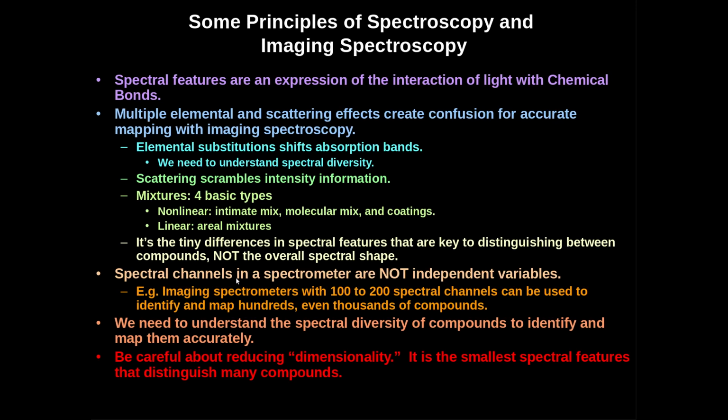Another point is spectral channels in a spectrometer are not independent variables. An imaging spectrometer with just a couple of hundred bands can be used to map hundreds and even thousands of compounds. We need to understand the spectral diversity of compounds to identify and map them accurately. So to do this, we need spectral libraries that show that diversity. There's currently no way to independently compute those.